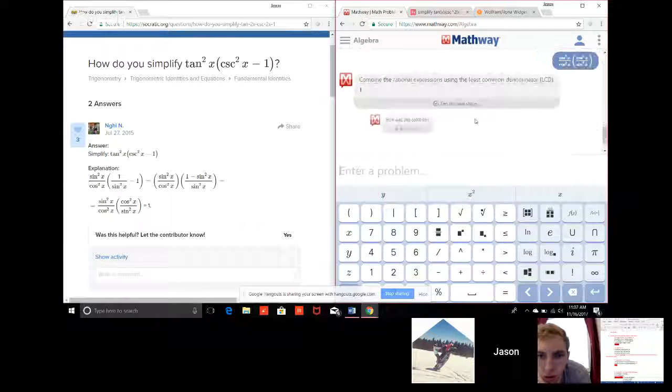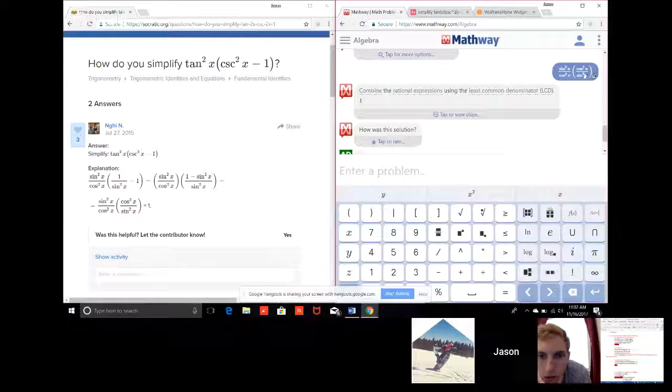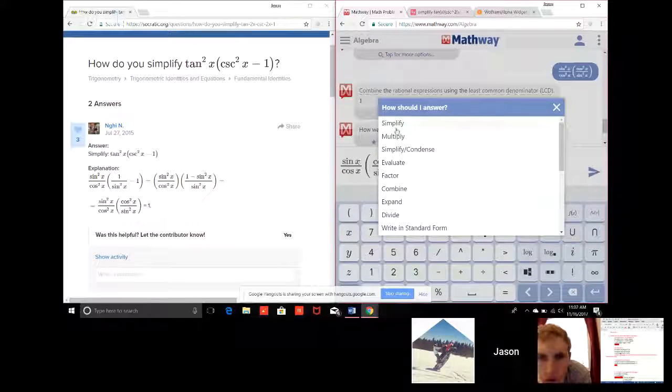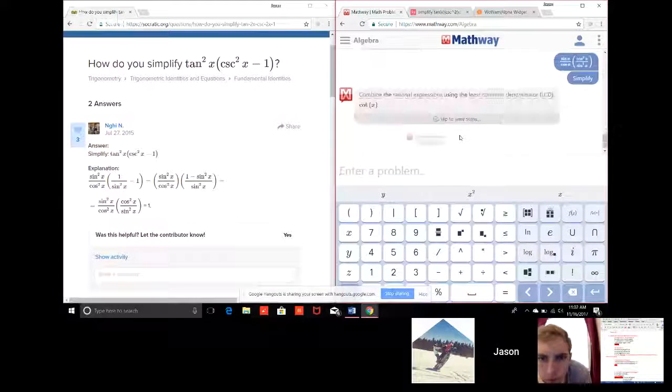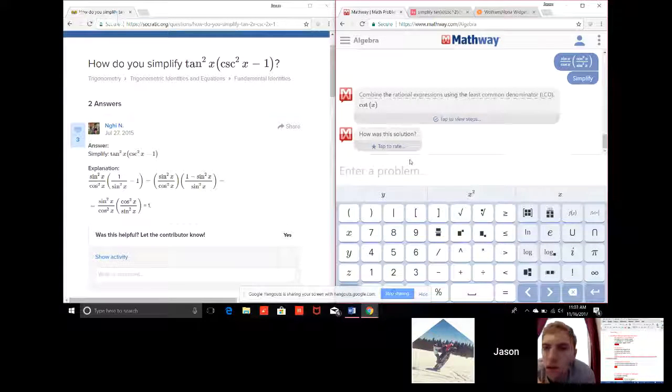Oh, shoot. Let me see. Try a different one. This one came out as cotangent x. Let me see your screen. Ooh, Mathway. I did sine x over cosine x, which I believe is right, and then cosine squared x over sine squared x, and that came out as cotangent x. Works for me. So I think that's probably our best bet.